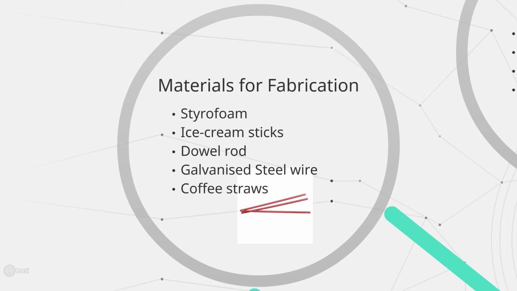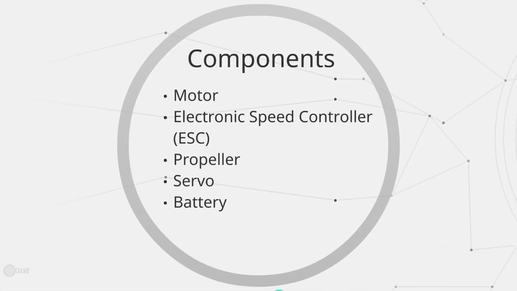The materials for fabrication include styrofoam, ice cream sticks, dowel rod, galvanized steel wire, and lastly coffee straws. The components include motor, the ESC, propeller, servo, and battery.